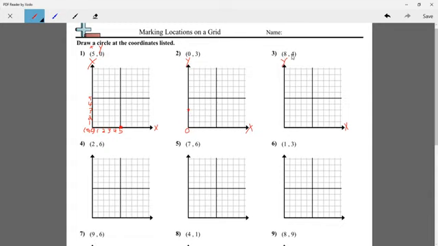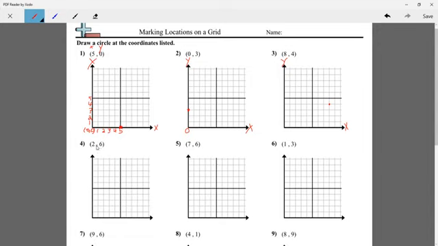Now for 8, 4, so it would be 8 on the x-axis. I know that this is 10, so I can hop back 1, 2, this is 8, and then we have to go to 4, okay? And I can do 1, 2, 3, 4. So, right there, okay?